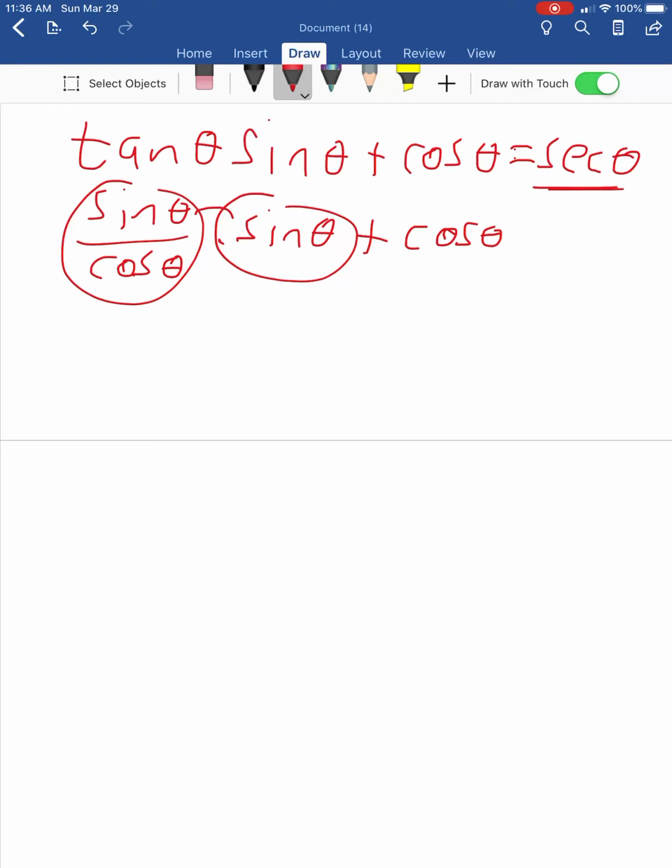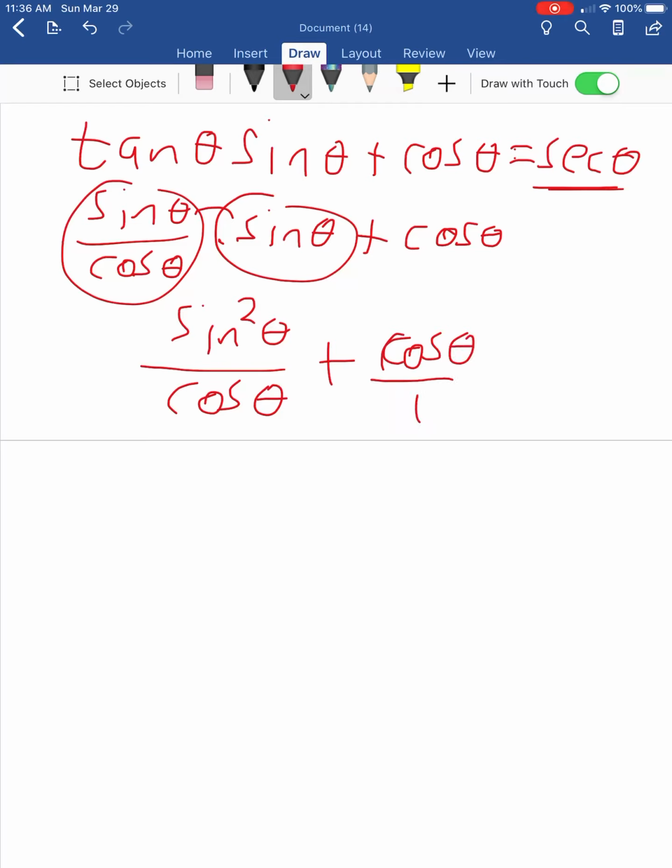So sine times sine would be sine squared over cosine, plus this cosine. And since it's just cosine, it's also the same as cosine over 1. I'm going to make it a fraction because on the other side I have a fraction too. So I'm adding 2 fractions. And what do you do when you add 2 fractions? You have to get a common denominator, right? So the common denominator would be cosine.